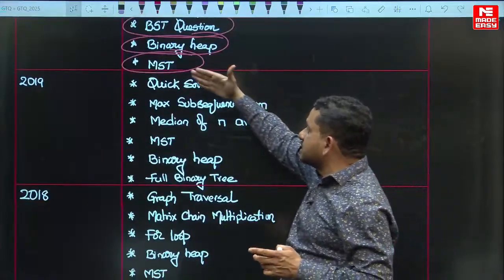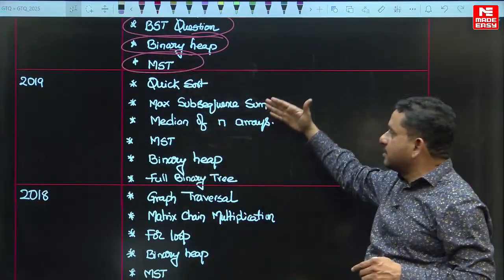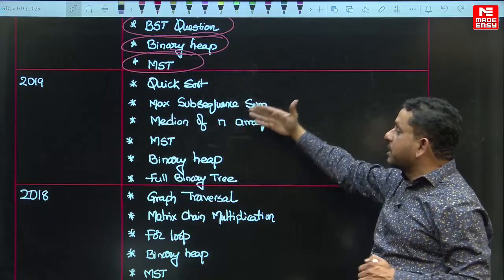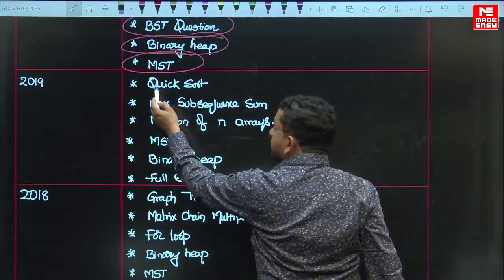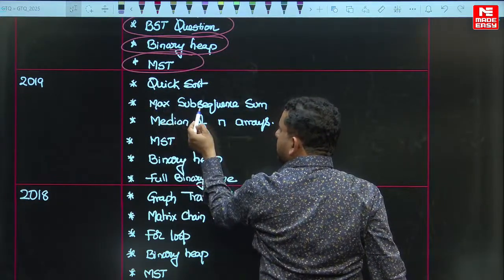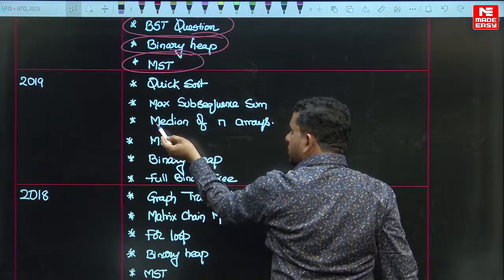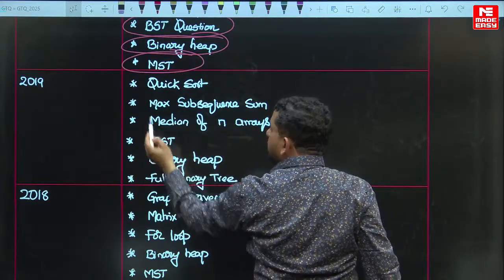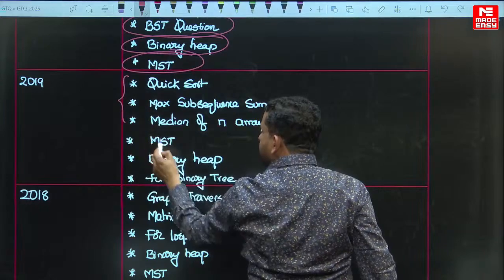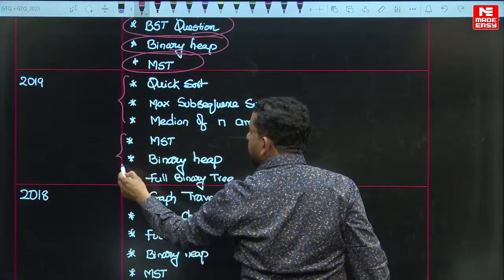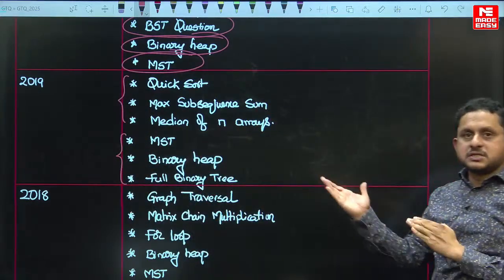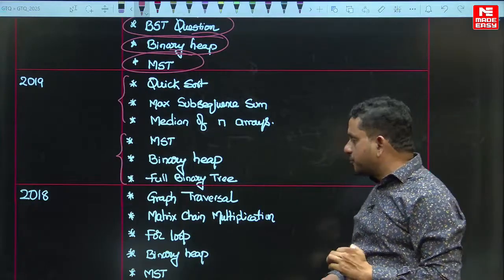Similarly, you can see 2019. It is again equally distributed, I think. Quick sort, divide and conquer, maximal subsequence sum, and median. Now in this, equally distributed: MST, binary heap, and full binary tree, 3 questions from the first half and 3 questions from the second half of the algorithm.